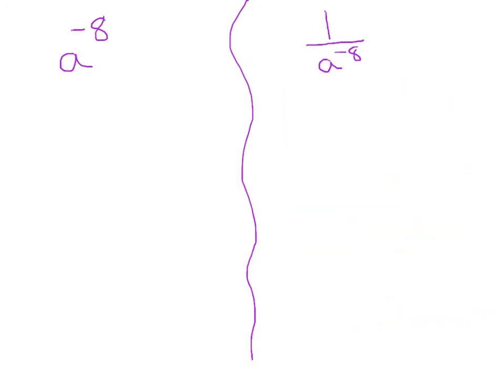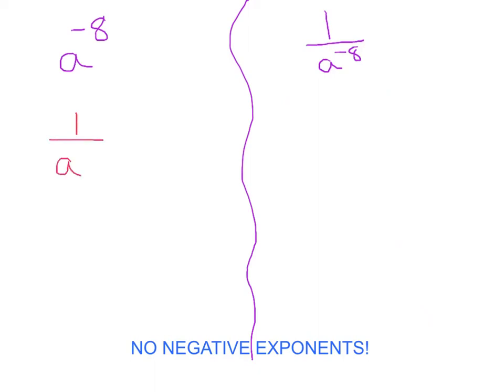Alright, let's take a look at our first two examples. We have a to the power of negative 8, and then 1 over a to the power of negative 8. Now our goal is to always simplify expressions so there are no negative exponents. So for this first one, we just use the rule. It's going to be 1 over a to the power of positive 8. Now the tricky part is, what do we do when the negative exponent is in the denominator?